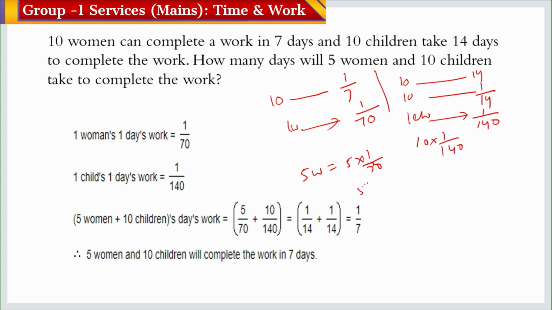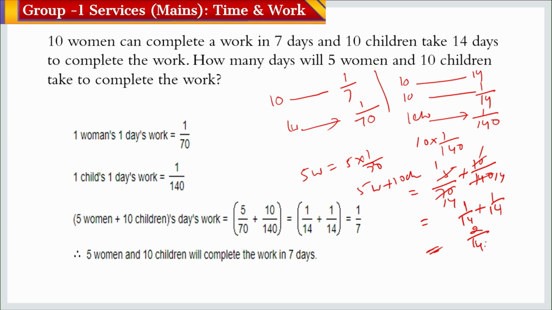5 women plus 10 children can do in 1 day a work of 5 by 70 plus 10 by 140. 5 ones are 5, 14s, 10 ones are 10, 14s. How much is 1 by 14 plus 1 by 14? Correct? It is 2 by 14, that is 1 by 7. So, 5 women plus 10 children can do in 1 day 1 by 7 of the work. So, they can do the work in 7 days. Okay. So, this is very important.